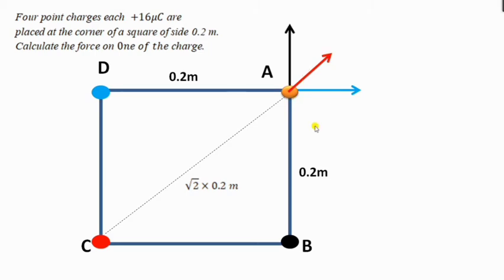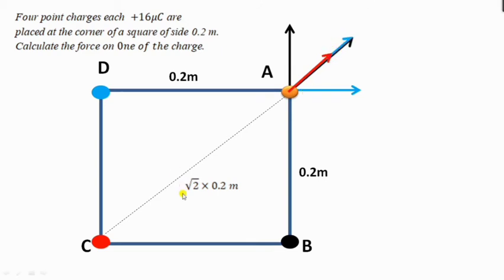And the third force, which is in the upward direction, because this B will try to repel this A, so it will be in this direction. So this is the diagram. So now first we'll find the resultant of this force and this force. So this will be in this direction, and then we'll find the resultant of this force and this force. So the final force will be the resultant of this vector and this vector.